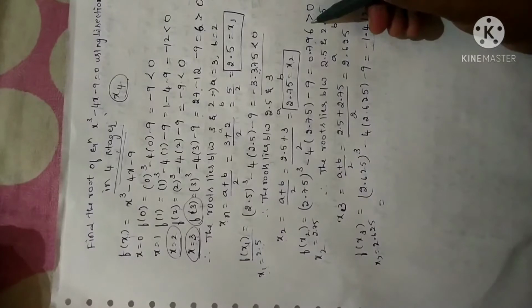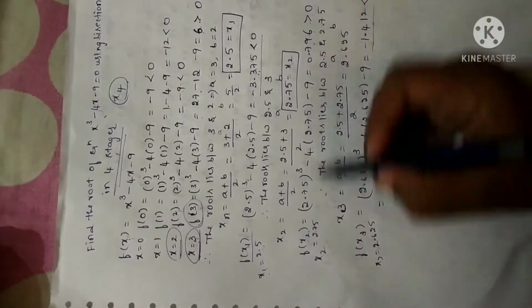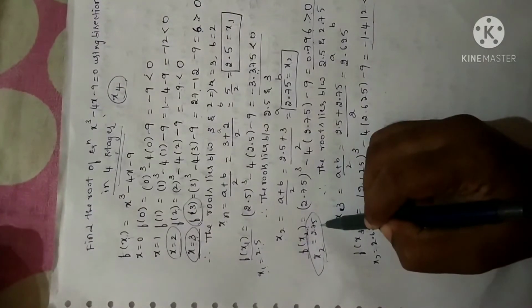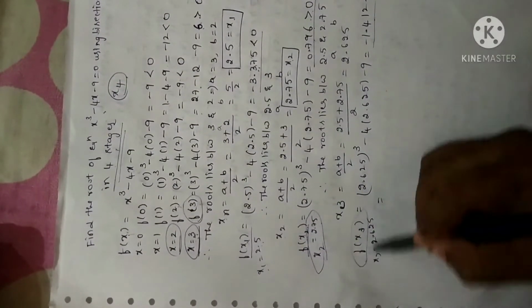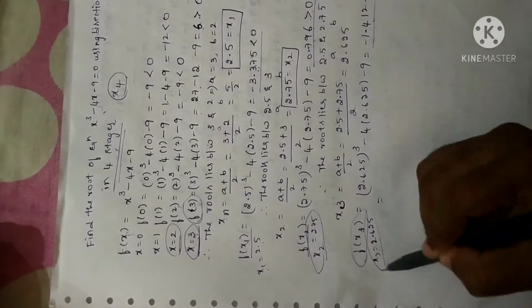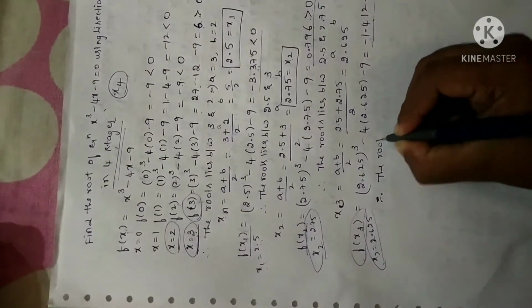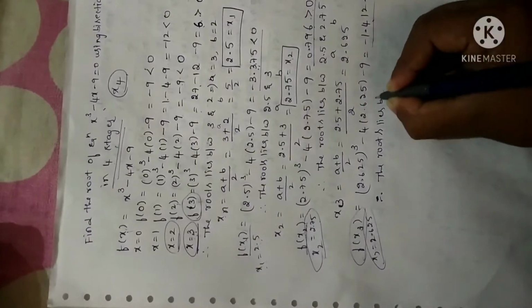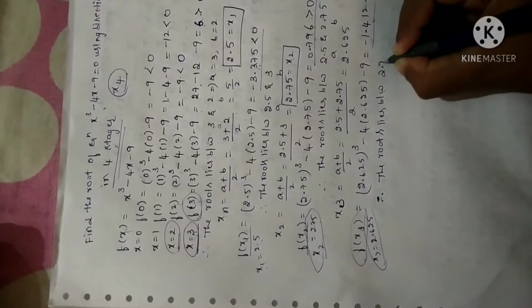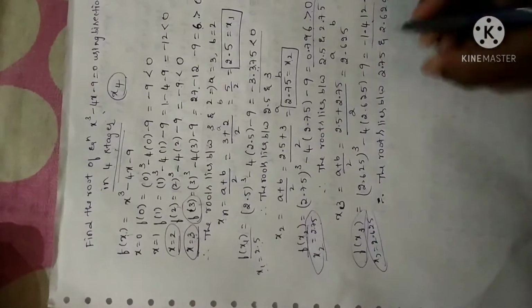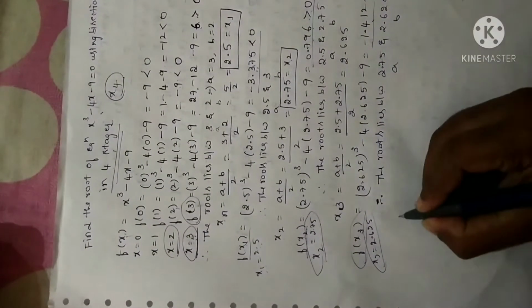We have to look for the previous f of x which is positive. Here I have a positive value of f of x2 for x2 is equal to 2.75. Here f of x3 value is negative for x3 is equal to 2.625. Therefore I can write the root lies between 2.75 and 2.625. Take the first value as a and the second value as b.